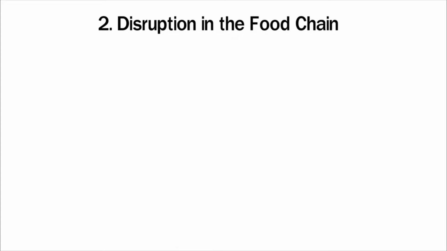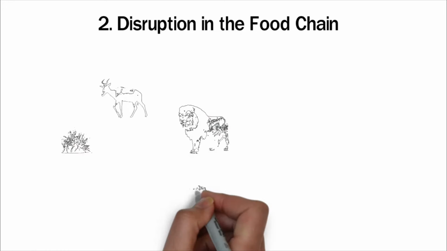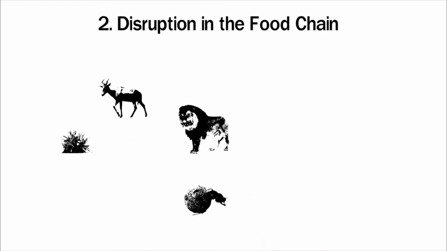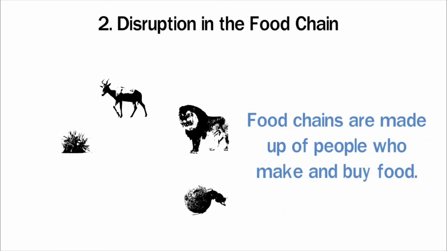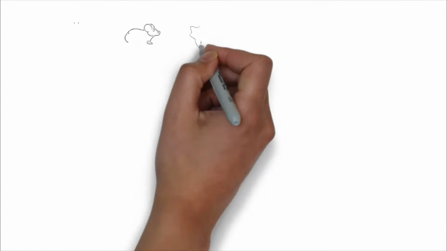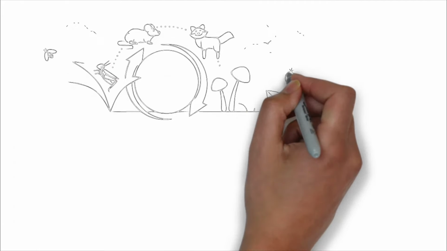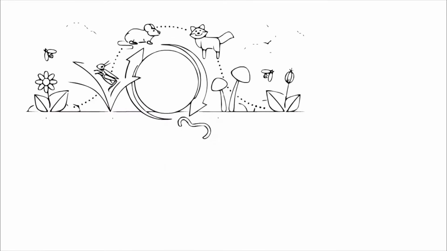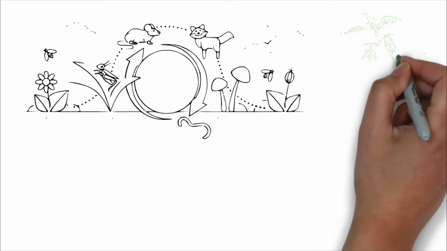2. Disruption in the food chain. Food chains are used in ecology to show how organisms get their energy from each other. Food chains are made up of producers and consumers. A producer is any living thing that can make its own food, like a plant. There is a process called photosynthesis that plants use to make their own food.